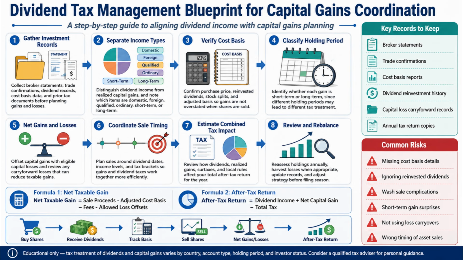In conclusion, coordinating dividend taxes with capital gains planning can help investors make smarter decisions. By tracking records, separating income types, verifying cost basis, reviewing sale timing, and estimating the total tax impact, investors can better understand their real portfolio performance.